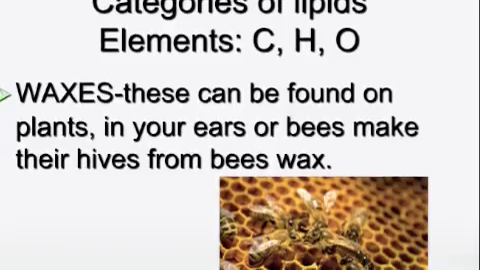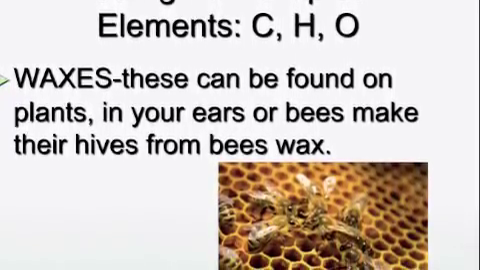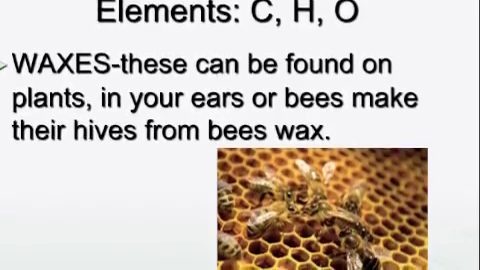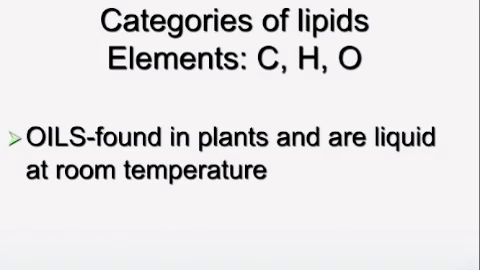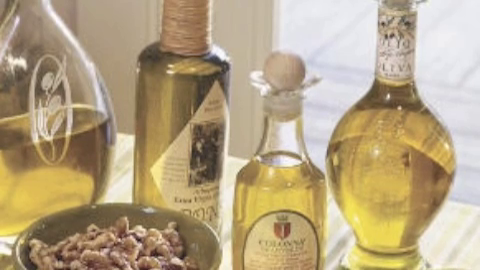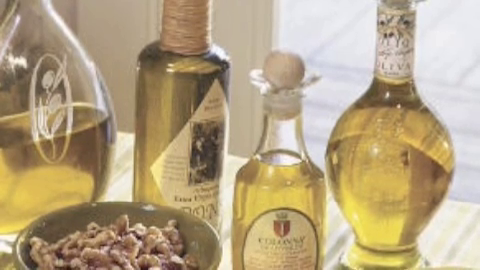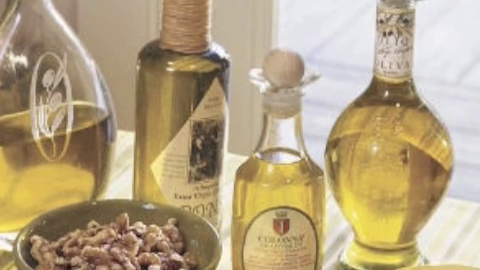The next category of lipids is waxes, and these can be found on the surface of plant leaves, in your ears, and bees make their hives from beeswax. Oils is the last category. They're plant-based, and they're liquid at room temperature. Examples would be corn oil, sesame oil, walnut oil, olive oil.